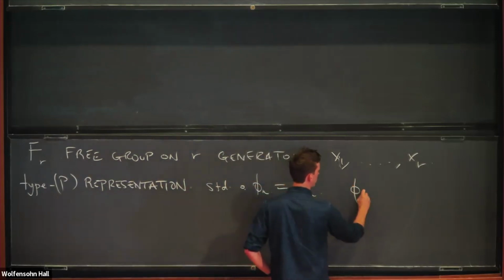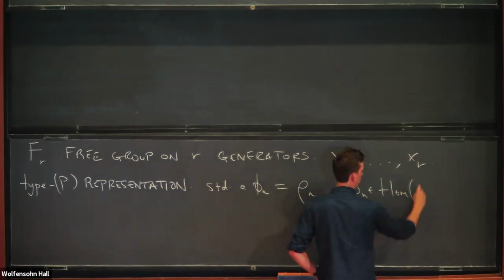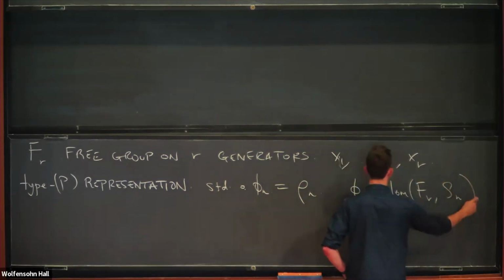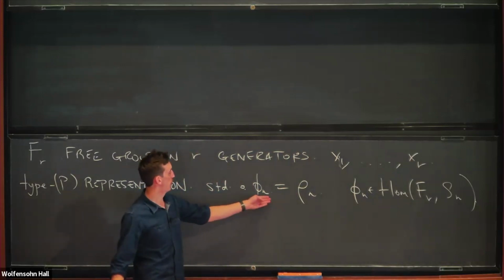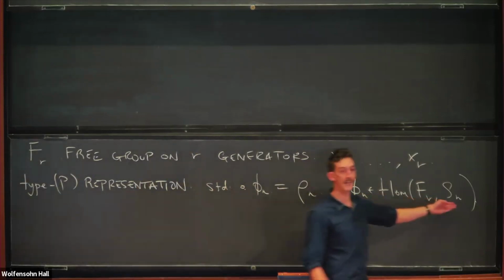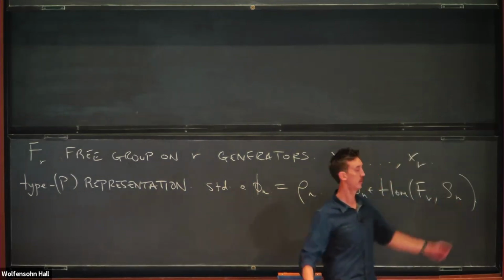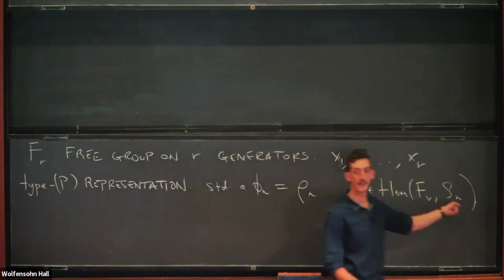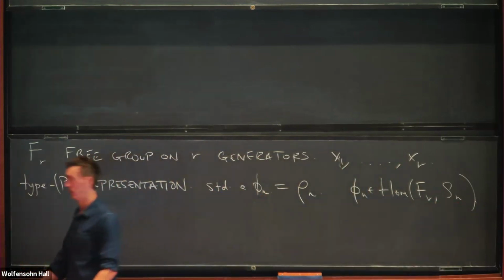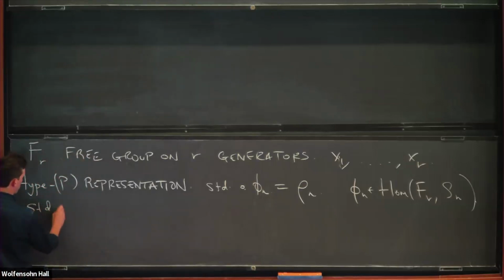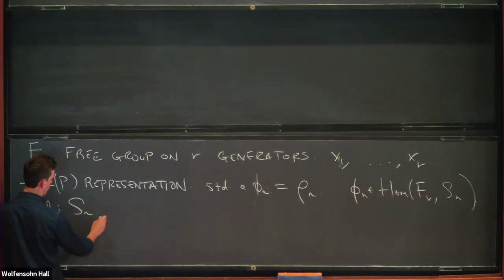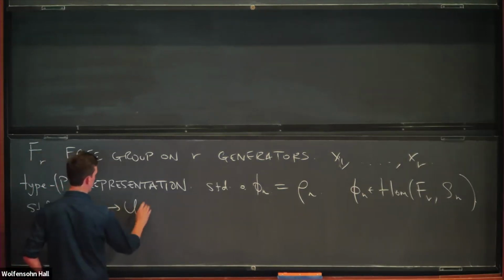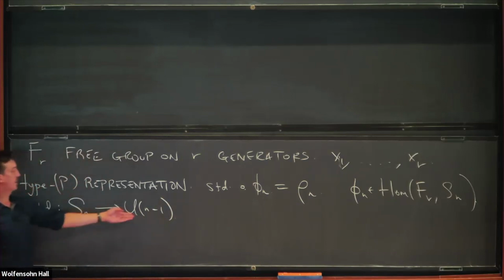So phi_n is a homomorphism from the free group on r generators to S_n. So after I've applied phi_n to the free group, I'm in the permutation group S_n. S_n is the permutation group of n letters. And then I'm going to apply some irreducible representation of the permutation group S_n. So it's the first non-trivial irreducible representation. So the standard representation of the permutation group S_n maps from S_n to U_{n-1}. It's the unique n-1 dimensional irreducible representation of S_n. Okay, well, that uniquely determines it, but let me tell you what it is.